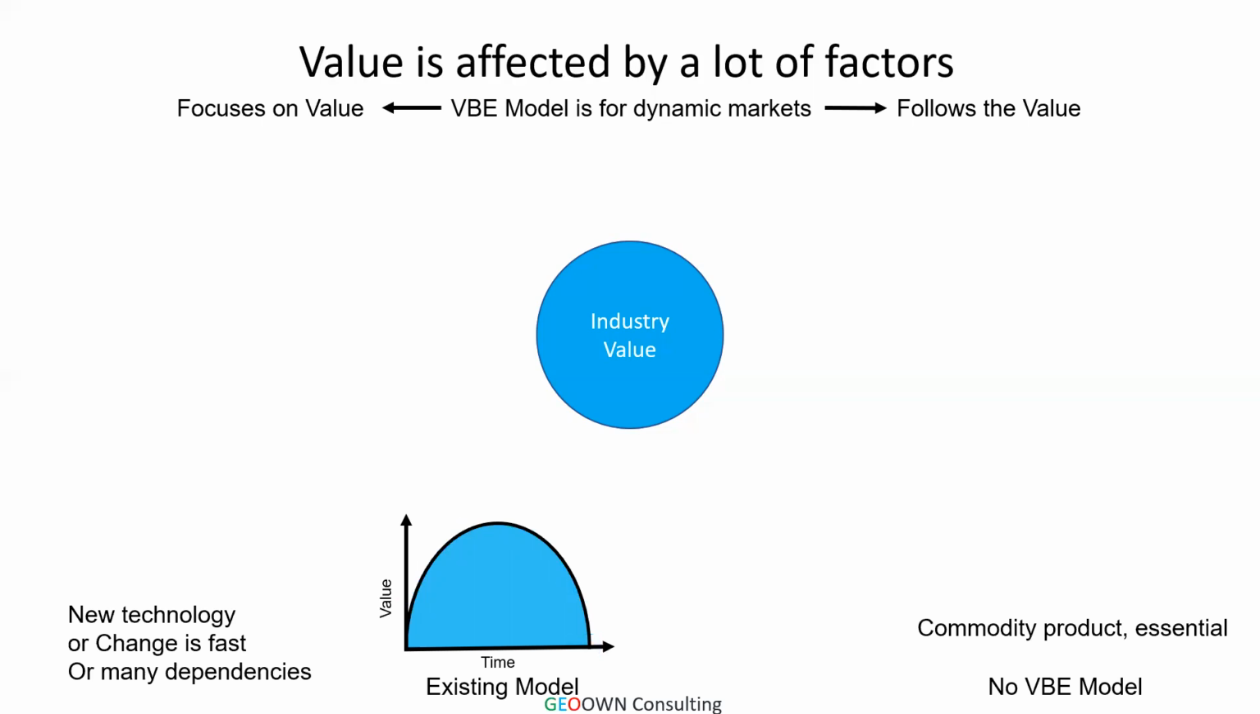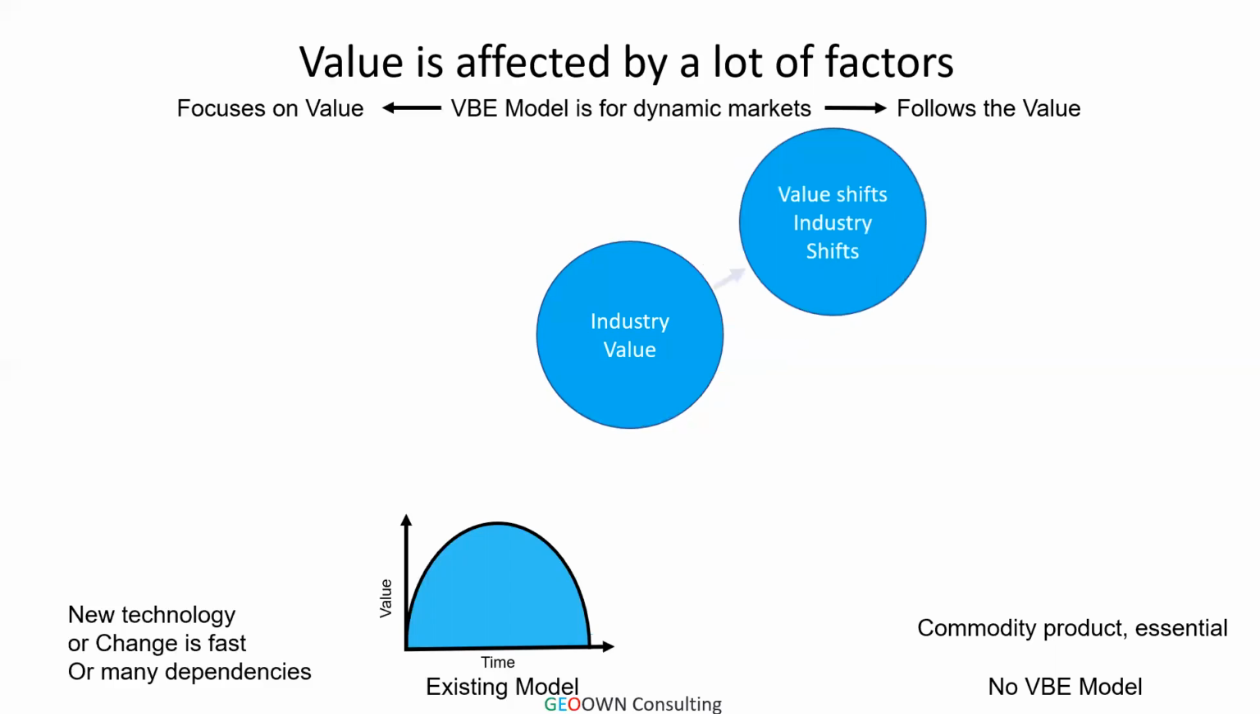Now, there are certain products which don't require a VB model. Your commodity product, or an essential product like food, doesn't require a VB model. Basically, it's a very direct, definite relationship. And in the COVID time, we saw that all the other industries more or less took a toll, but your groceries and these kinds of basic industries which were essential didn't take a hit.